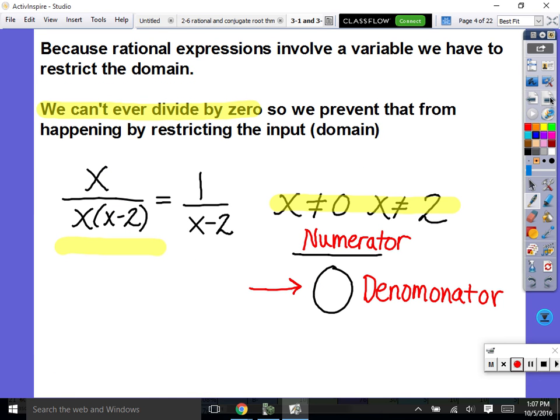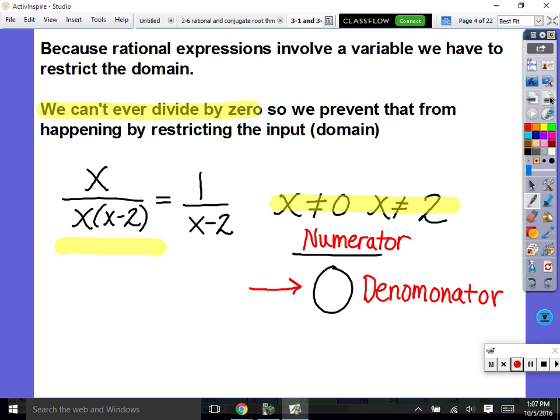Okay, so because rational expressions, last thing, then we'll just practice. Now here's the important thing. Because rational expressions involve a variable, we have to restrict the domain. Because if we have an unknown, that means we can plug anything into it, correct? So we have to restrict the domain. Now here's why. We should know that we can never divide by 0. If we have a fraction, we can never divide by 0. That would make the function undefined.